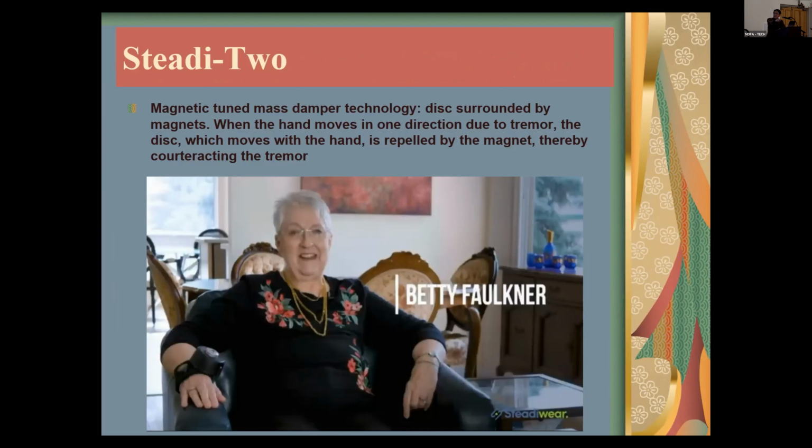Okay, the next device is called the Steadi 2. Can we press the video on this one, please, Larry? So this works with a magnet and a disc.